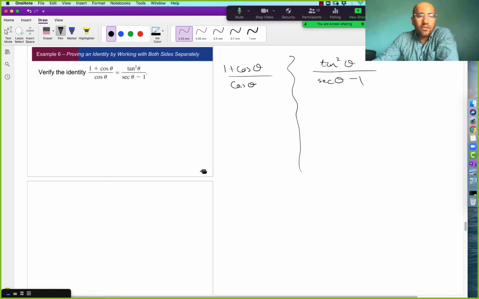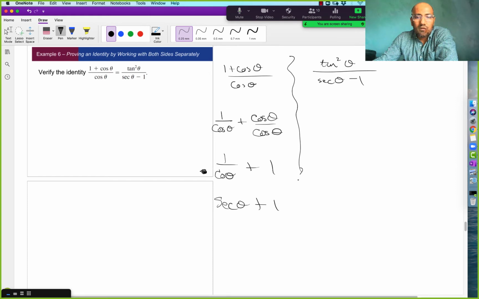Okay, so maybe the first thing I'm thinking of, it seems pretty obvious, might be useful to separate this as 1 over cosine theta plus cosine theta over cosine theta. I don't know, does that help? We have 1 over cosine theta plus 1. I'm not sure if that's helpful, but we ended up with secant theta plus 1. See where that leads me. What about this side? What can I do here?